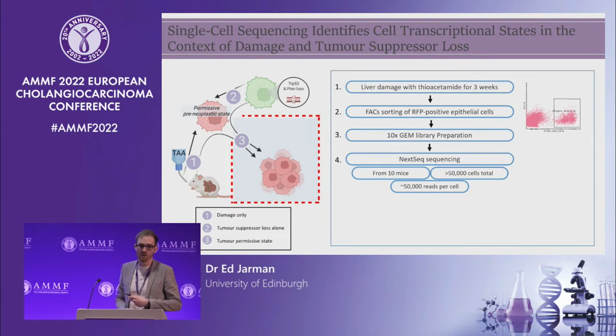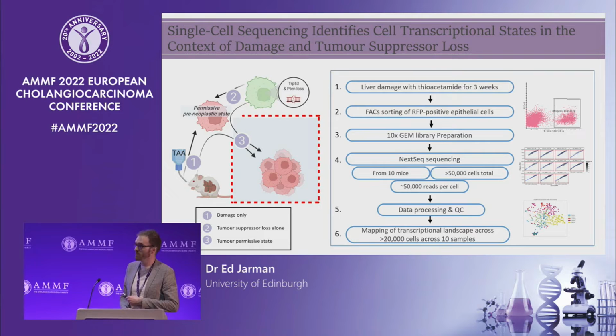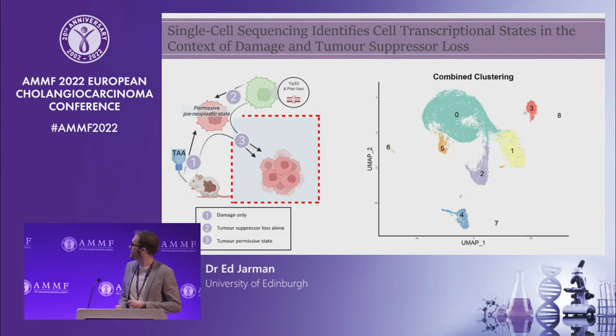We've run this through a standard 10x genomics single-cell sequencing protocol. The details of that aren't too important. Suffice to say that we have 10 different mice from these groups with over 50,000 cells sequenced at around 50,000 reads per cell. So we've done relatively deep sequencing in a large number of cells. And after data processing and quality control, we end up with a data set where we map the transcriptional landscape of over 20,000 cells from 10 mice in these 3 groups. So we can make a good comparison of what's going on between these 3 situations.